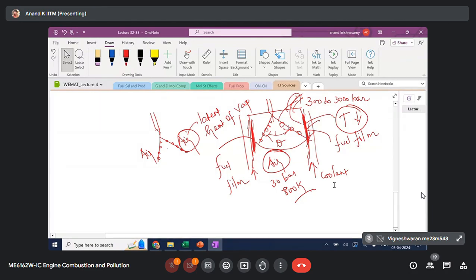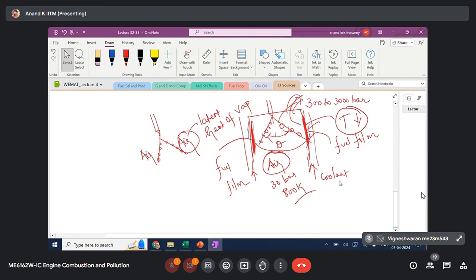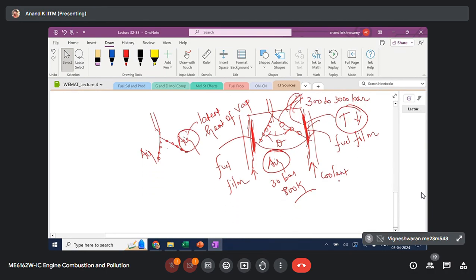Spray wall impingement is a problem in diesel engines because you have a high pressure injection. Under certain conditions, the spray may go and hit the wall. The problem is severe in small bore diesel engines. When the cylinder bore is less, you can expect higher spray wall impingement. Clear?